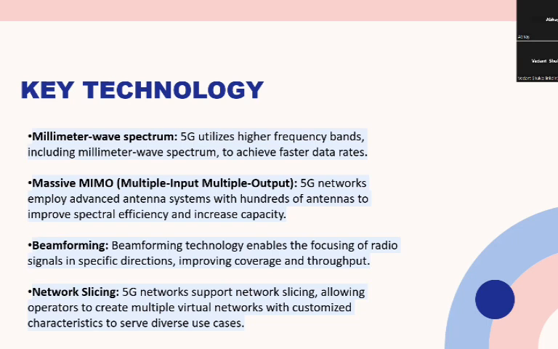And then there is beamforming technology. Beamforming is a technology where we guide our radio waves in a particular direction. So beamforming enables the focusing of radio signals in a specific direction, improving coverage and throughput. Here, throughput stands for the number of operations that you can do in a unit of time. Then there is a technology called network slicing. 5G networks support network slicing, allowing operators to create multiple virtual networks with customized characteristics to serve diverse use cases.